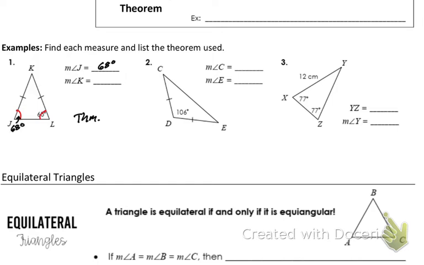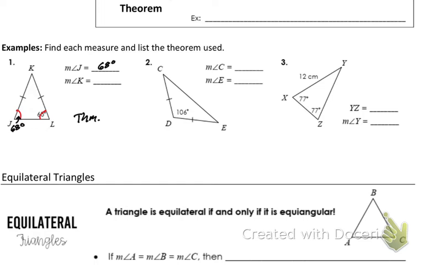Can someone raise your hand and walk me through how I find that missing angle, Will? If I'm finding K, how do I find K? 68 equals 68. Yep. And then what do we do with that? So we add it up, and then subtract it from 180. And I'm going to subtract it from 180.